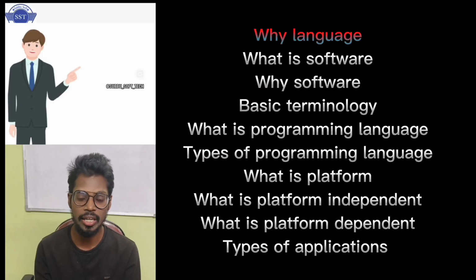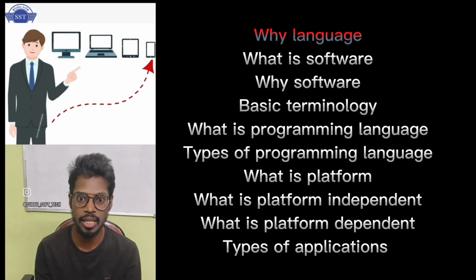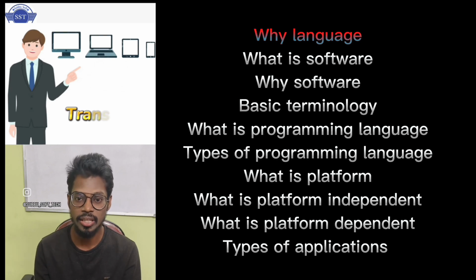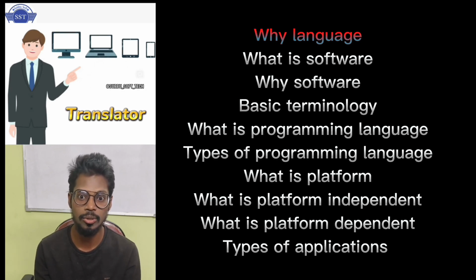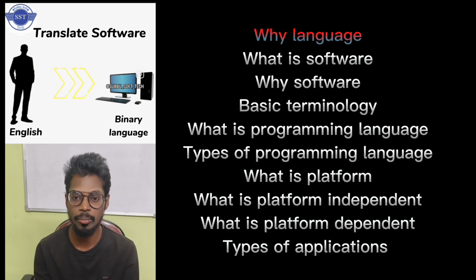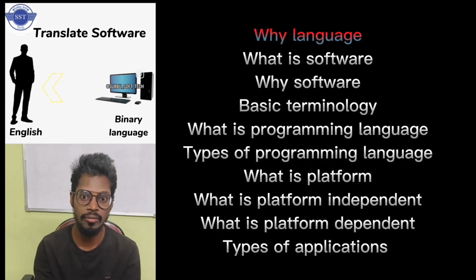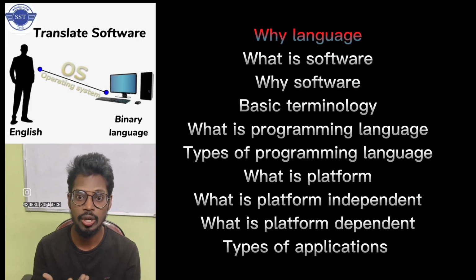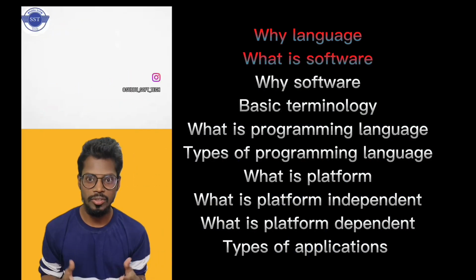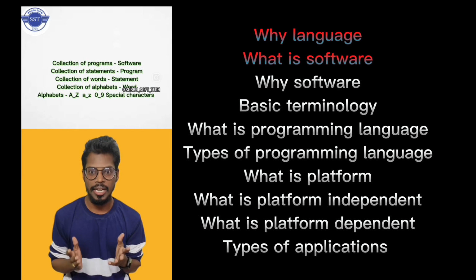So in order to communicate with electronic devices like mobiles, laptops, all these things, definitely one translator is required. The translator software is responsible to translate our language to computer-understandable language and back to our language. The translator software is technically called the operating system, guys. What is software, guys? Software is nothing but a collection of programs.